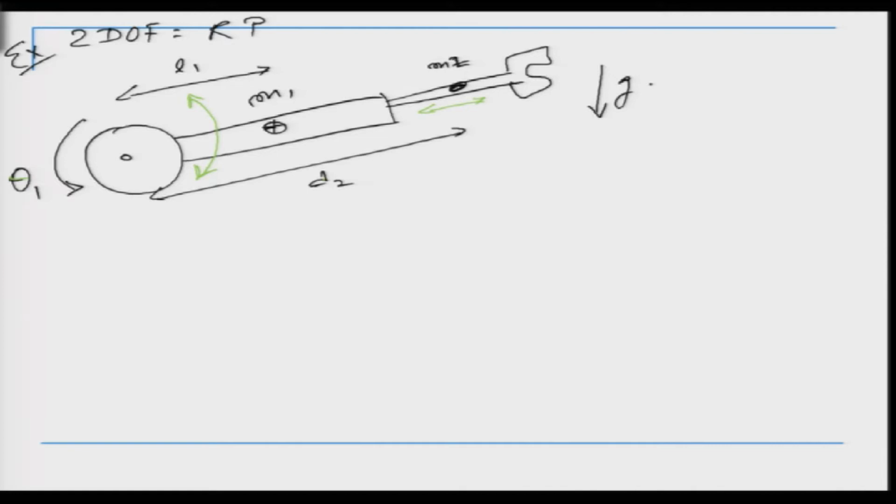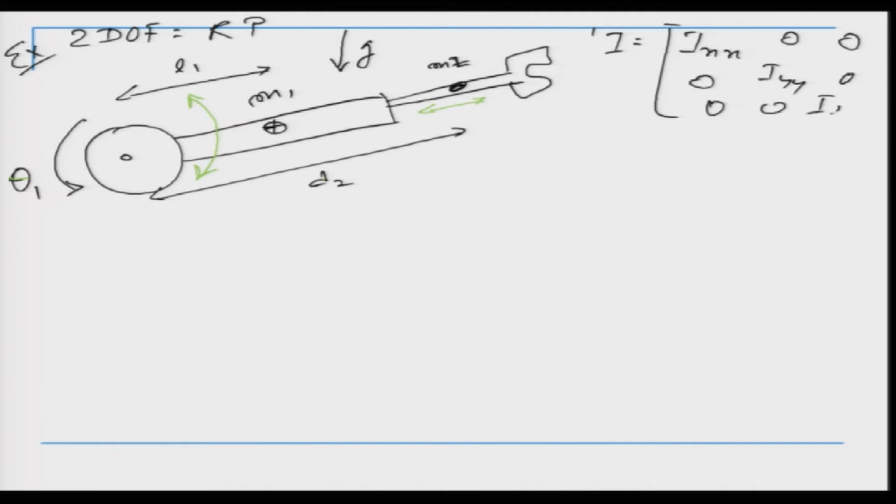Now, the other parameters which are required are, another thing to note is the direction of g. So, let us say g is in this direction. The other parameter which is required is the inertia tensor, which we write as Ixx 0 0, then 0 Iyy 0, 0 0 Izz. So, this is my inertia tensor, and we can add the subscript 1 indicating it is for link 1.